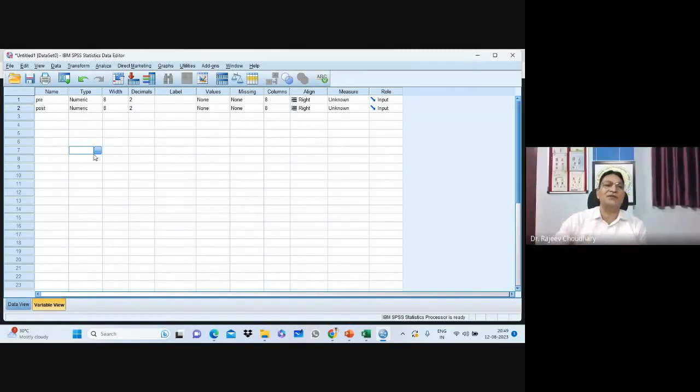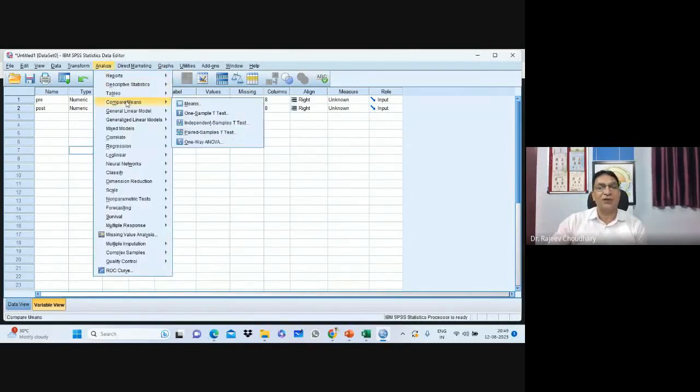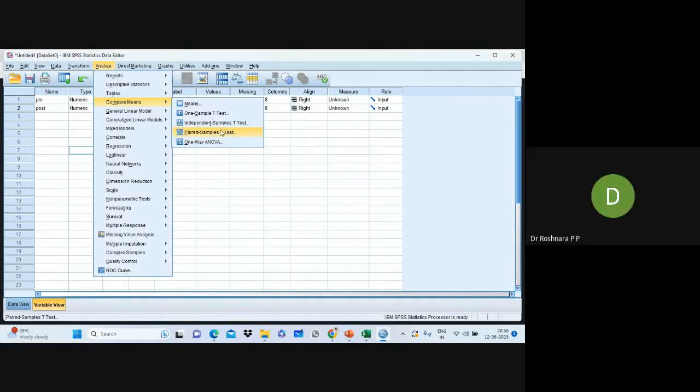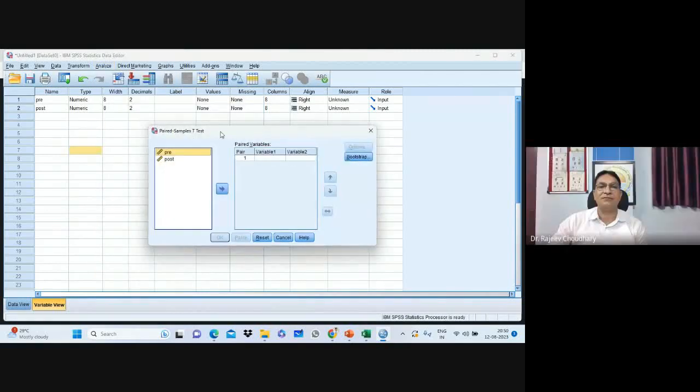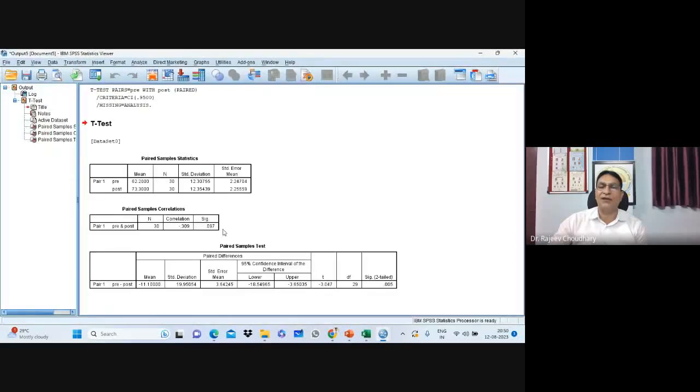Now data entry is complete. Click on analyze. Click on compare means. Click on paired samples. Click on this and make a pair. Bring pre in this paired variable, bring post also in, and make a pair. Data entry is complete. Click on OK. The results will be in front of you.